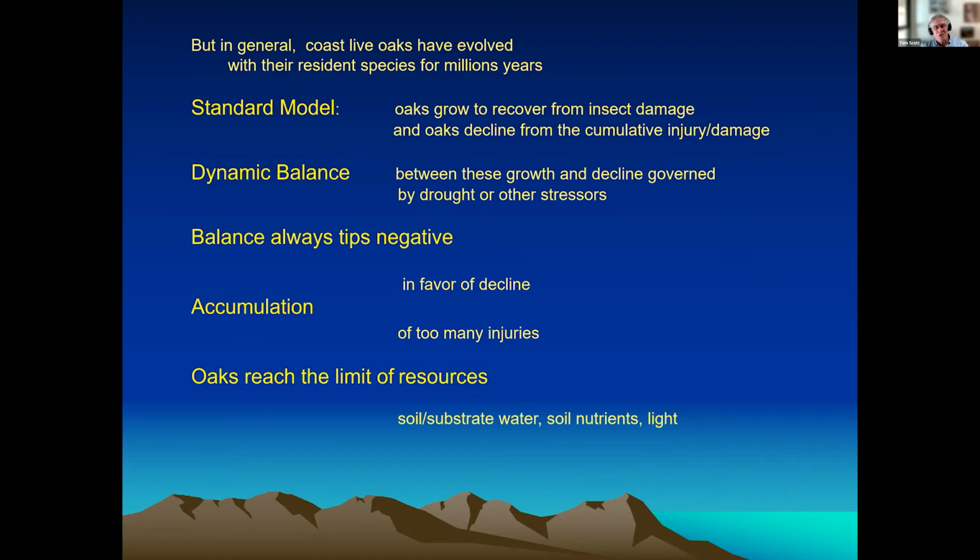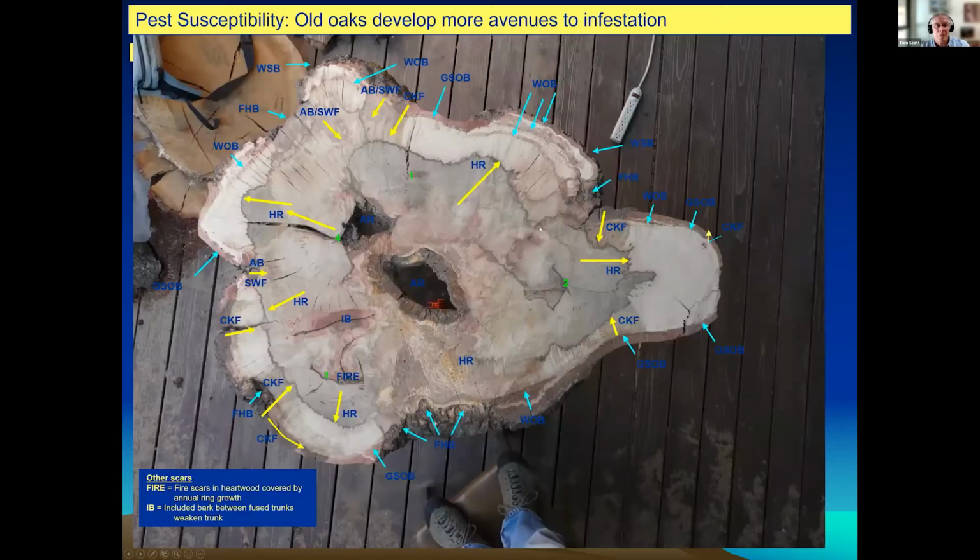And the reason they usually die is that they reach a limit of their resources. They can't take any more. They're attacked by something and they no longer have the ability to outgrow it. The other thing is that over time, oaks accumulate a number of injuries and damages. It's just a matter of being in the landscape and having things happen. At some point you accumulate too many of those to mount a response to an insect pest.